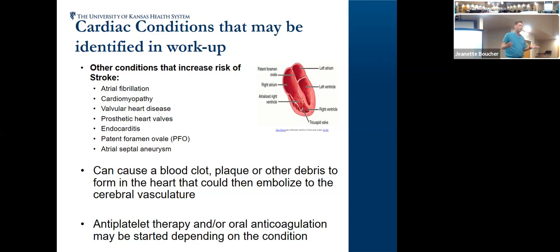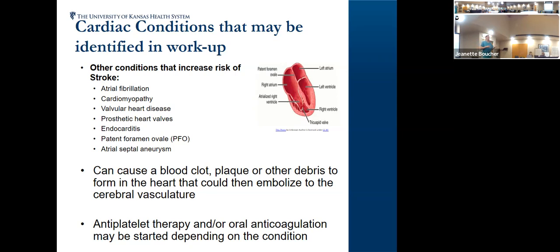We have what we call a PFO. About 25% of all people have a PFO. It's just a small area that allows the right side of your heart to communicate with the left side of your heart. And so potentially a clot that maybe is in your leg can go up and then cross over from your right heart to your left heart and then go up to your brain. The septum in your heart can also be aneurysmal or bulge out. If it bulges out, blood that gets in that bulge pools. The pooling is bad. We don't like the pooling in the heart.